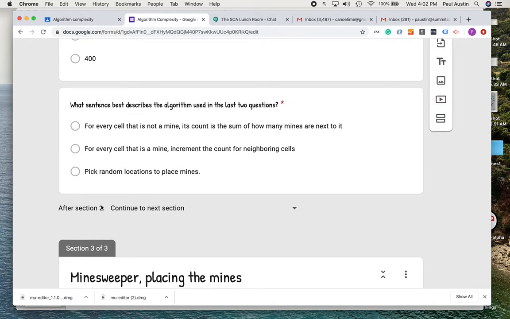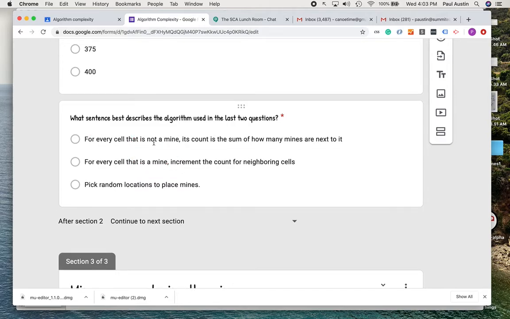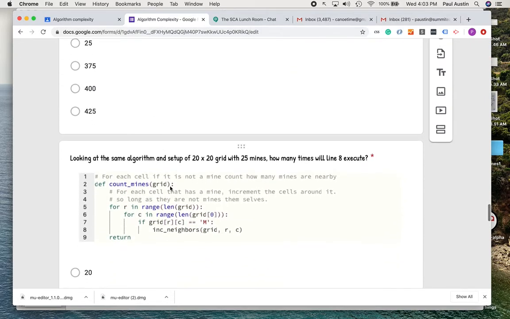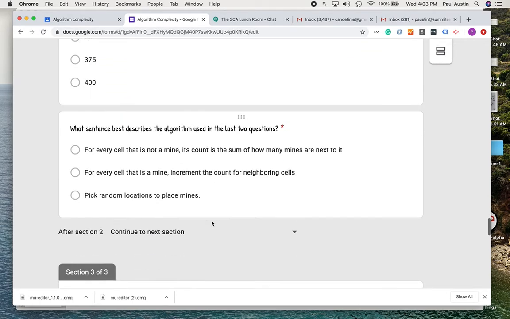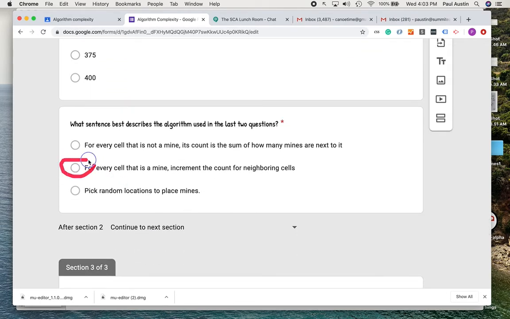What sentence best describes the algorithm used in these last 2 loops? Well, I gave you the exact same choices as before. So the real choice is for every cell that is not a mine versus every cell that is a mine. In this case, it's the is a mine because it was equal to, it was the equal right there. So the answer to that one is this one right there.